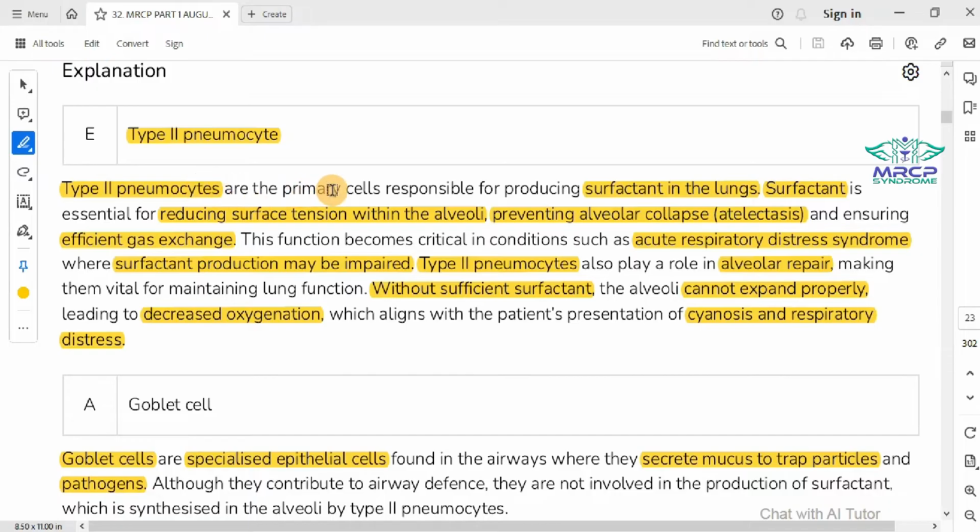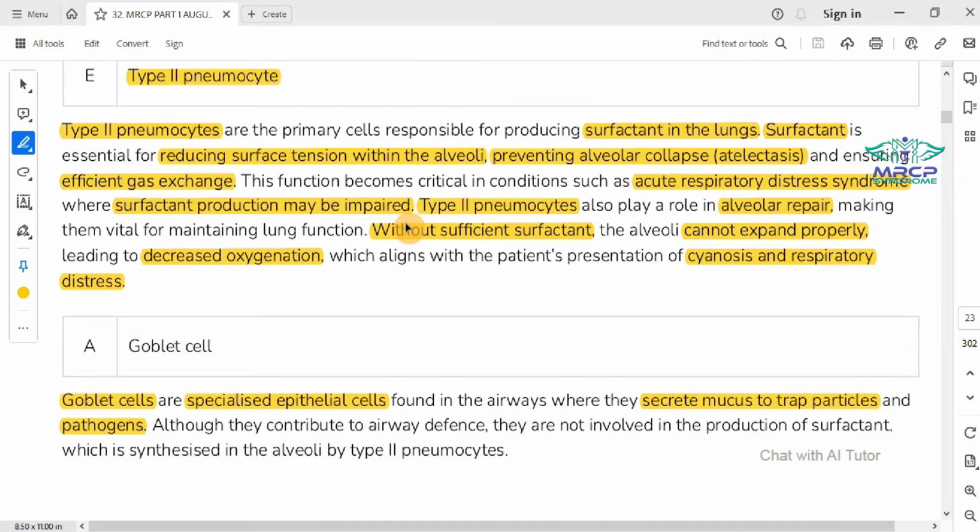Type 2 pneumocytes are the primary cells responsible for producing surfactant in the lungs. Surfactant is essential for reducing the surface tension within the alveoli, preventing alveolar collapse, meaning atelectasis, and ensuring efficient gas exchange. This function becomes critical in conditions such as ARDS, where surfactant production may be impaired. Type 2 pneumocytes also play a role in alveolar repair, making them vital for maintaining lung function. Without sufficient surfactant, the alveoli can't expand properly, leading to decreased oxygenation, which aligns with the patient's presentation of cyanosis and respiratory distress.